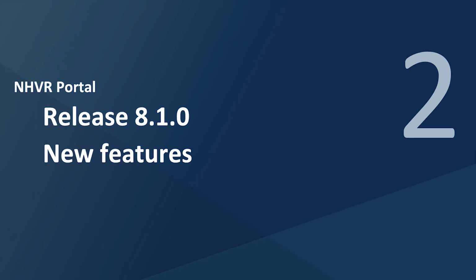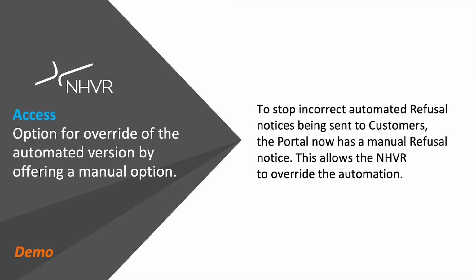Okay, let's get straight into what we've got in release 8.1. Thank you, Jilly. For this, we've got here the option to override the automated version of the refusal notice to help stop incorrect automated refusal notices being sent to customers. We now have in the portal that they can provide a manual notice that'll override that one that NHVR can do. So I'll just quickly share my screen.